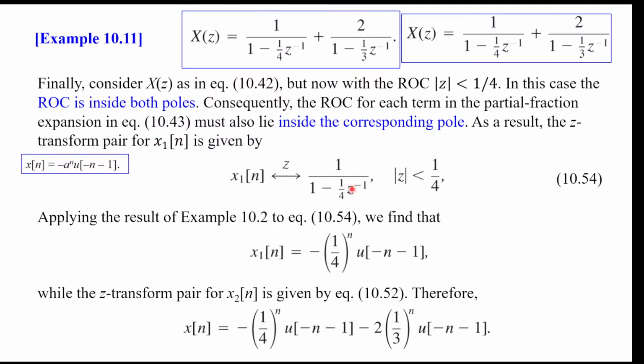And finally, we have the third possible ROC being z less than 1/4. Now the ROC is inside of both poles, and both of those partial fractions will inversely transform to a left-sided signal. So both of them will be this minus a to the n u of minus n minus 1, and so our x of n will inversely transform to this minus 1/4 to the n u of minus n minus 1 minus 2 1/3 to the n u of minus n minus 1.